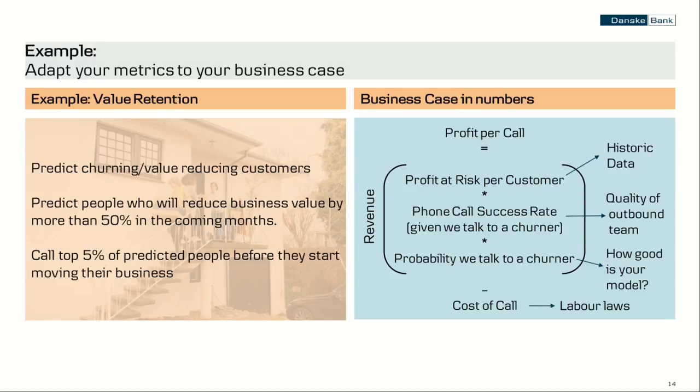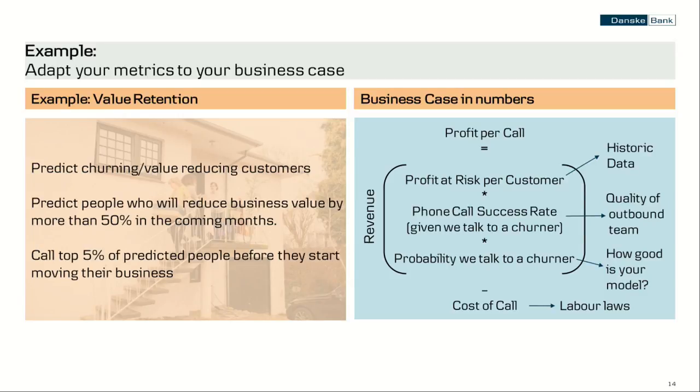And the profit per call is revenue minus cost of the call. The cost of the call is very fixed by labor laws. This just depends on how much you need to pay the person who's actually doing the calls. And on the revenue part, you have the profit at risk per customer on the top. You just look in your historic data.